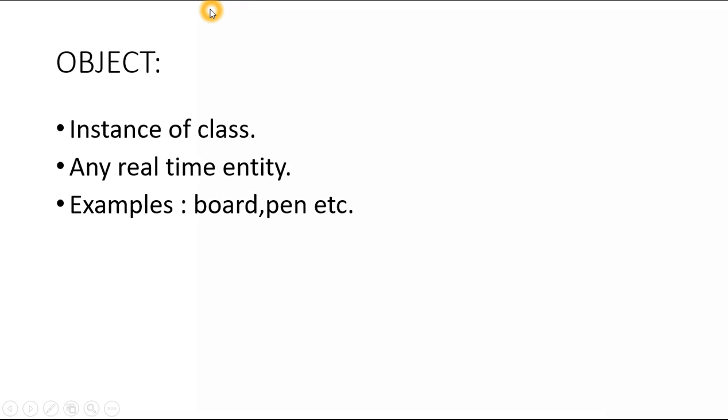Next is object. Object is an instance of a class. And object is also a real-time entity. It means something which we can touch and feel. The best examples for object are a whiteboard and a pen, and there are many more examples of real-time objects.